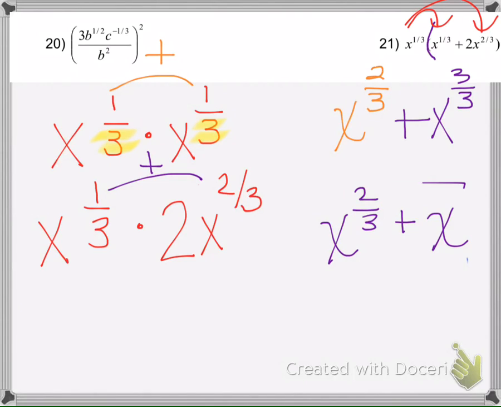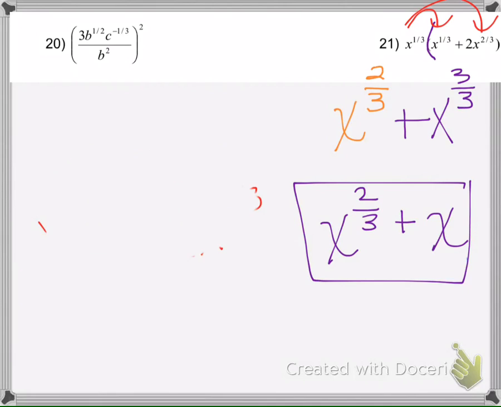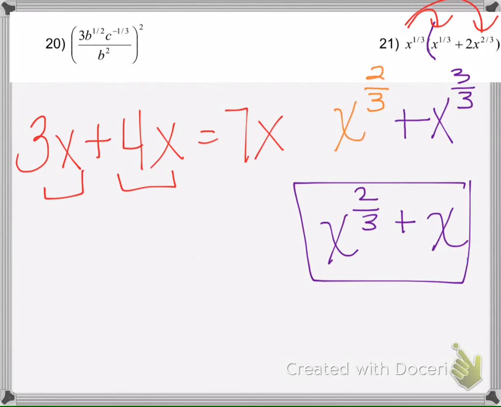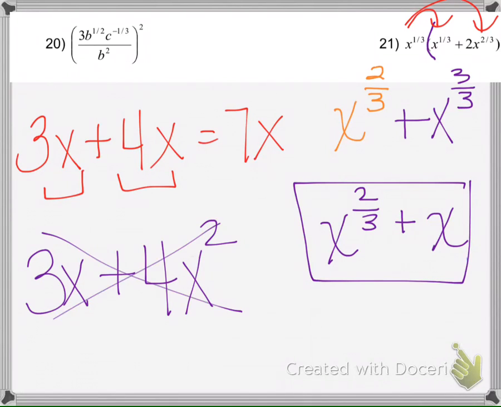And then that's it. We can't add these because we know that when we're adding, you can only add and subtract like terms. So for example, when we have 3x plus 4x, we can add them because they're like terms, 7x. But we can't do 3x plus 4x squared. Can't add them together. So that's how I know not to add these together, because these are different.